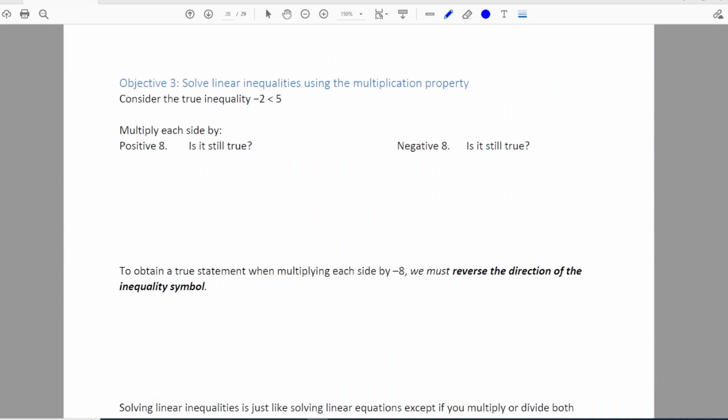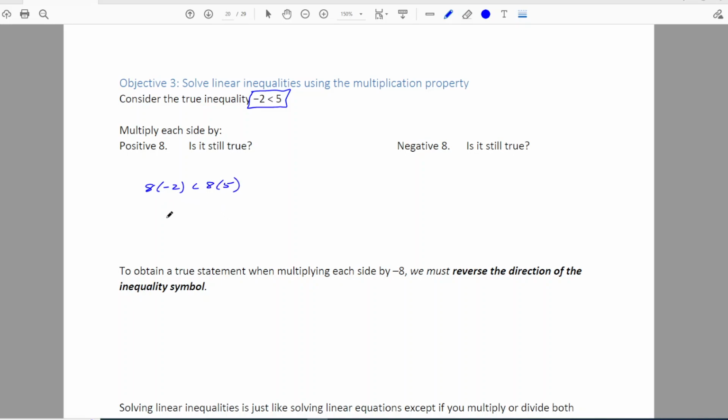Now, the next property that we're going to use is the multiplication property of equality, which is that you're allowed to multiply both sides of the equation as long as you multiply them by the same thing. This is the only thing that varies a little bit from equations, because if we have an inequality, like negative 2 is less than 5, this is true. If I were to multiply both sides of this inequality by 8, would the inequality still be true?